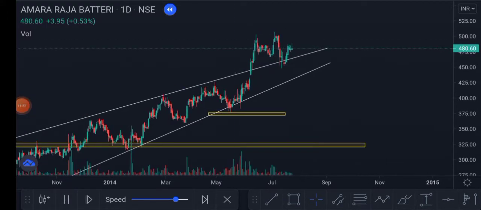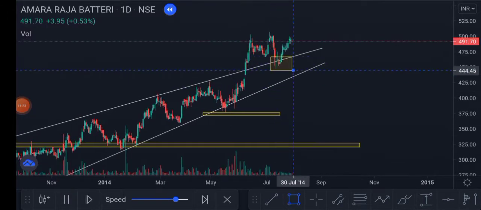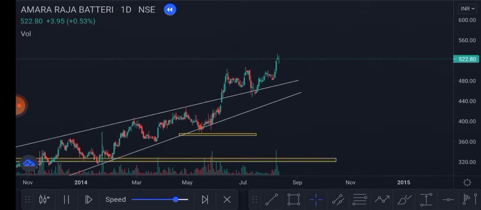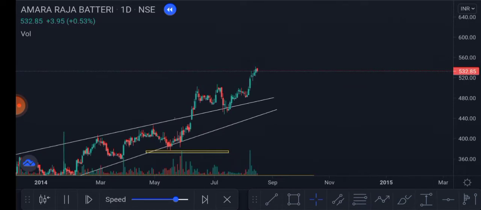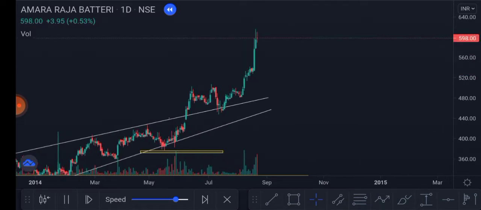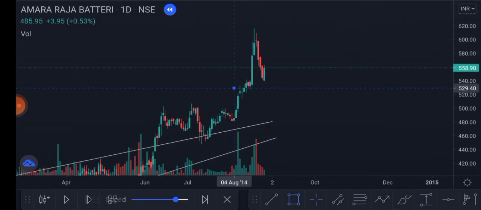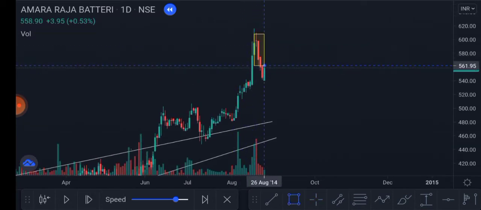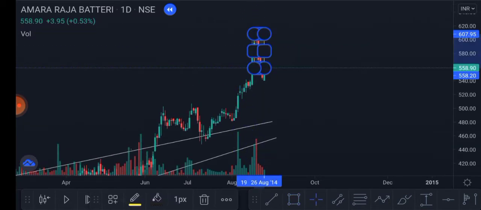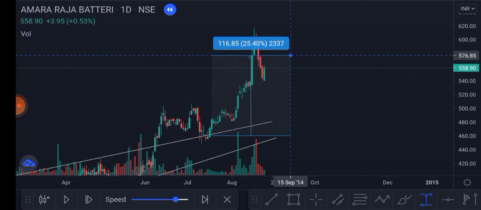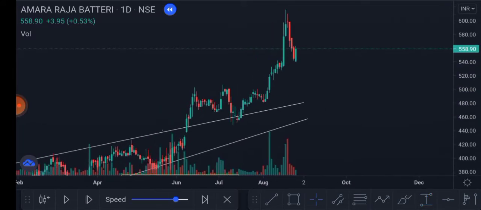Okay, we got a support area here, and we got a retest also. I'll long the market here. Okay, stock is moving upside. Let's hold the stock until the weakness is shown. Okay, we can see a weakness here. This is a bearish engulfment pattern. We'll exit our trade there. We may have taken somewhat around 25% of profits.